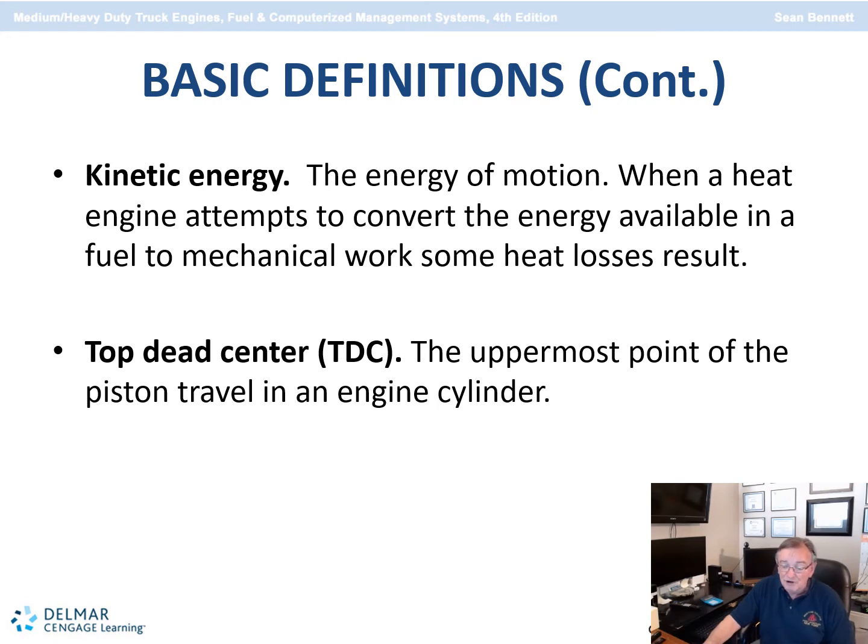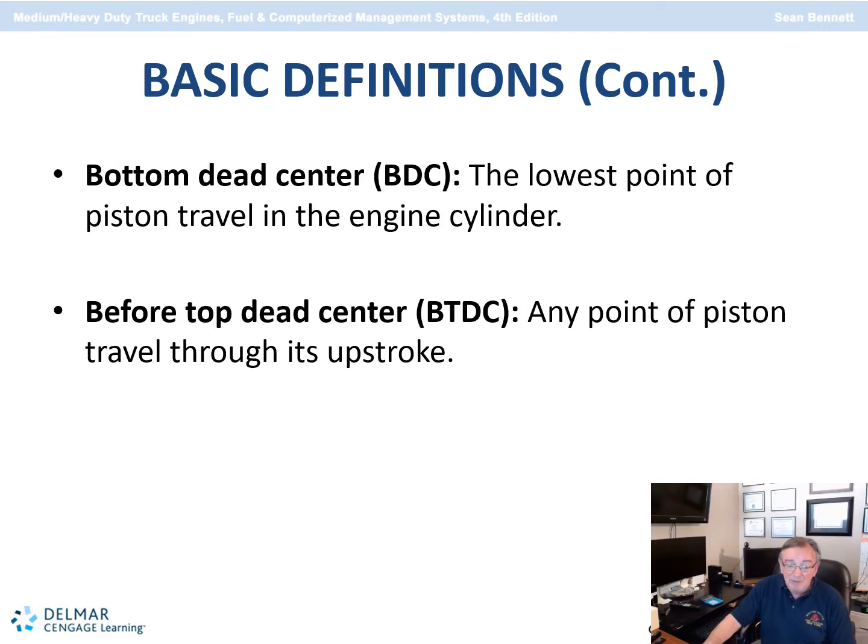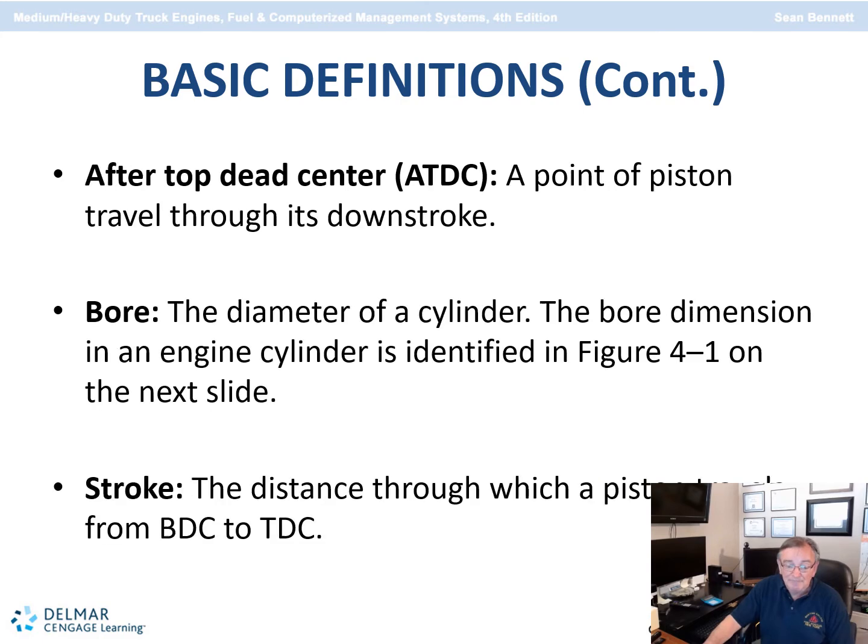Top dead center is when the piston is at the topmost travel. Bottom dead center is when the piston is at the lowest point of travel. Before top dead center is any point of the piston travel through its upstroke. After top dead center is the point where the piston is just past top dead center and is beginning the downstroke.